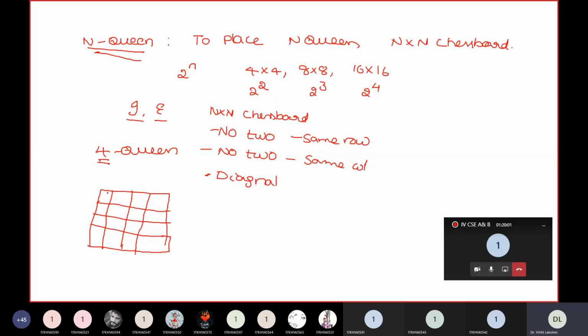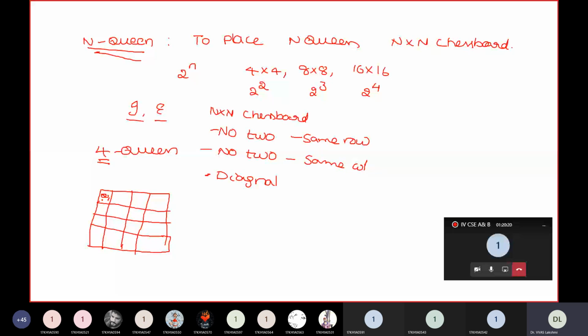So here I am going to place the first queen. The algorithm starts by placing the first queen in the first row, first column. So first, the algorithm starts by placing queen 1 in the first row, first column. It starts from there. After that we will move to the next row and check the constraints.